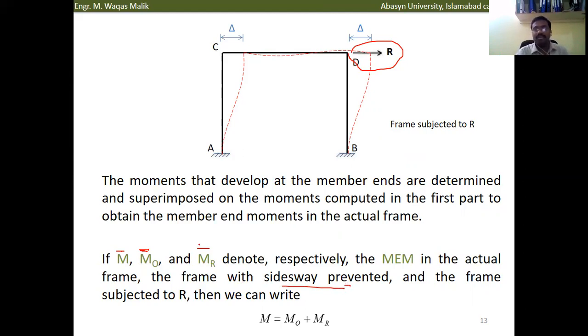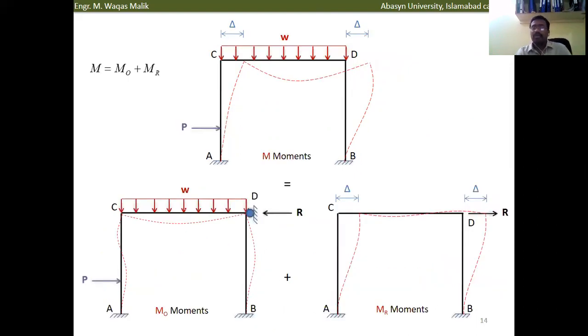And MR is the moment that is generated in the frame due to this force R which is applied to the frame. So we can say that the resultant or the actual moment in the member is the summation of M naught plus MR, where M naught is the moment that is generated when the imaginary roller support is provided, and MR is the moment which is generated when the imaginary force R is applied onto the structure.